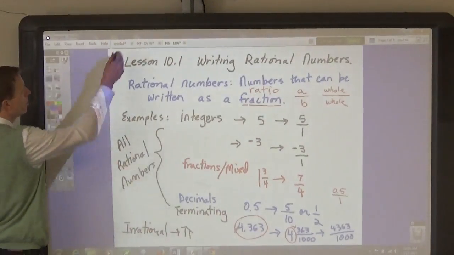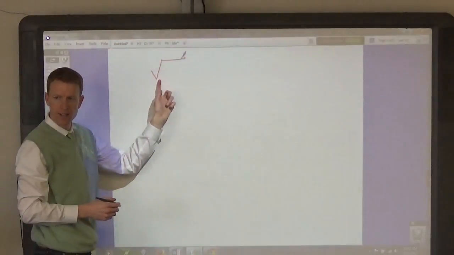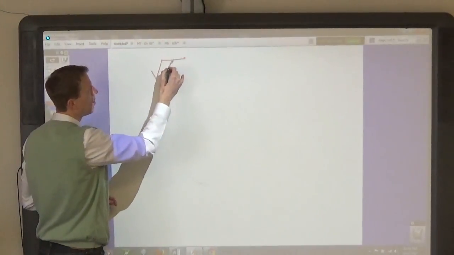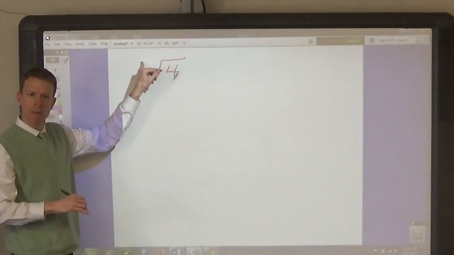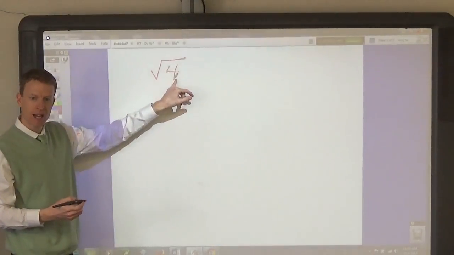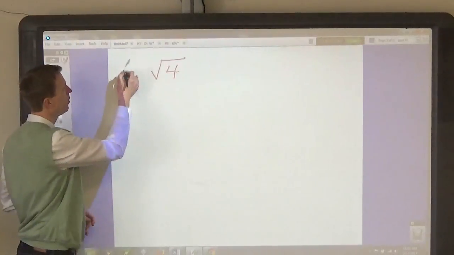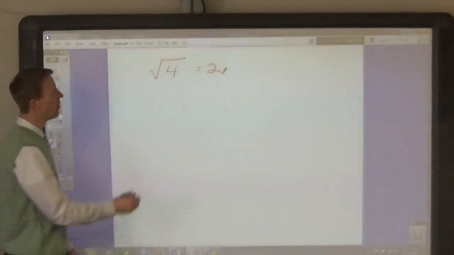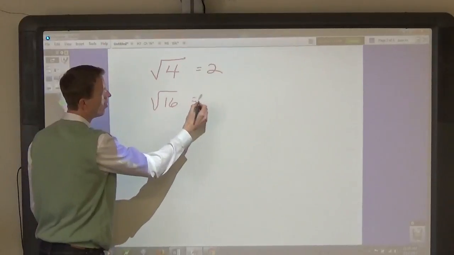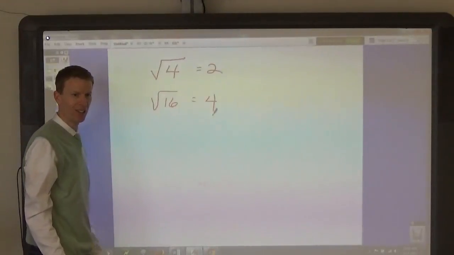Does anyone know what a square root of a number is? Yes. So we've learned some square roots that's written with this sign. It's called the radical sign. And the square root of a number is the number that you would multiply by itself to get the number inside. So what number would you multiply by itself to get 4? 2. Yep. So the square root of 4 equals 2. And the square root of 16 equals 8. Wait, no, 4. Okay.